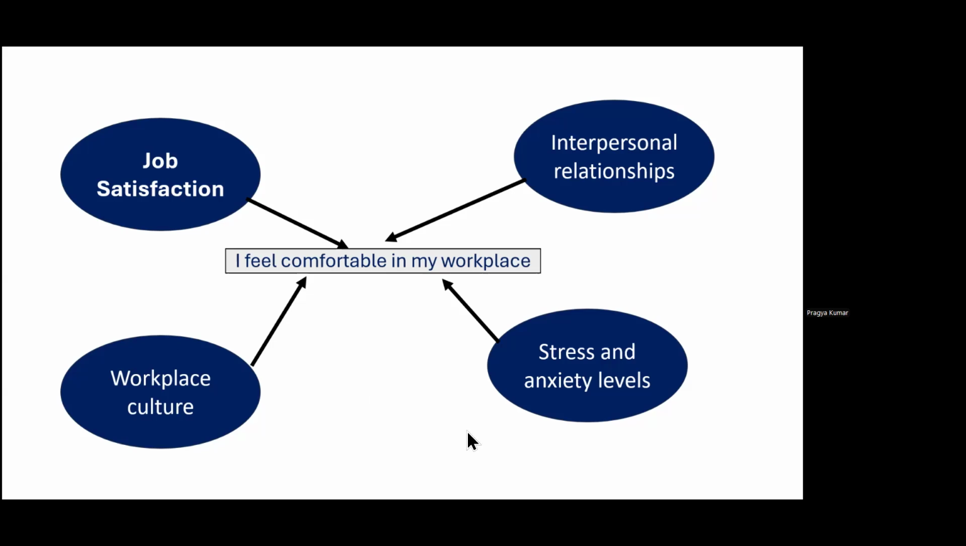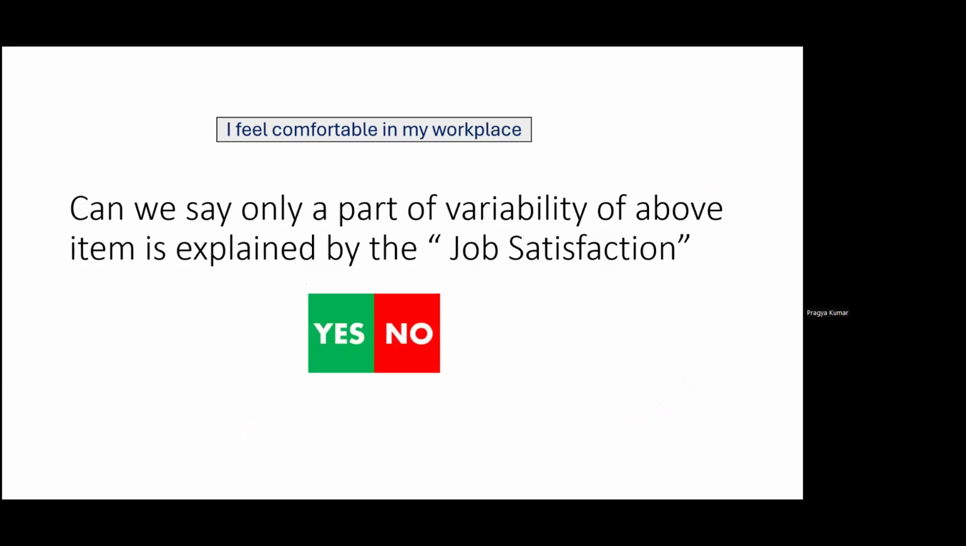A few things I have written here, so that I mean how an item is getting affected by a construct. An item may get affected by any other construct also. So can we say that for this question, I feel comfortable in my workplace, only a part of the variability of this item is explained by job satisfaction? If I highly agree, can I say that only a part of the variability, the change in score in this item, will be reflected by job satisfaction? Can I say that?